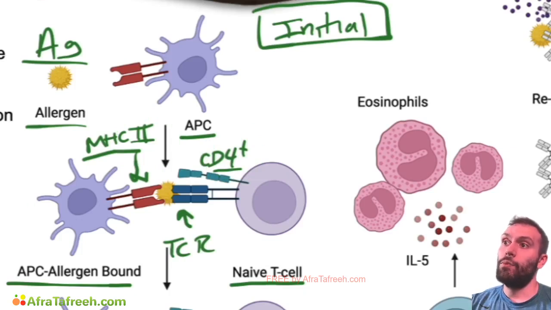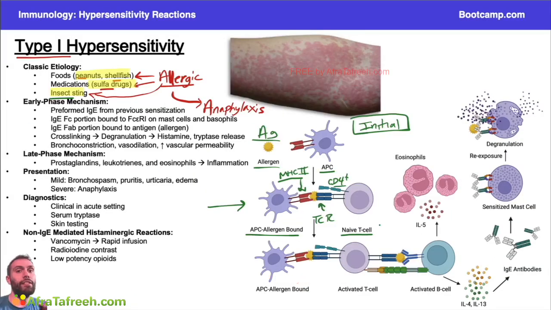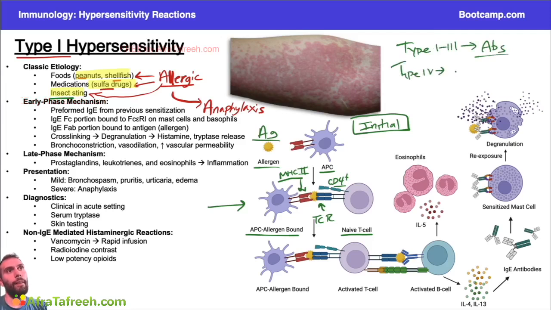And this is where I want you to just stop for a second, because this is where test writers can trick you very easily, right? Because they can say, look, type 1 hypersensitivities, what are you thinking about? You're thinking about antibodies. In general, when we're talking about hypersensitivities, the first 3 types are all going to primarily involve antibodies, okay, immunoglobulins. But when we get to type 4, we're going to be talking more about T cells.